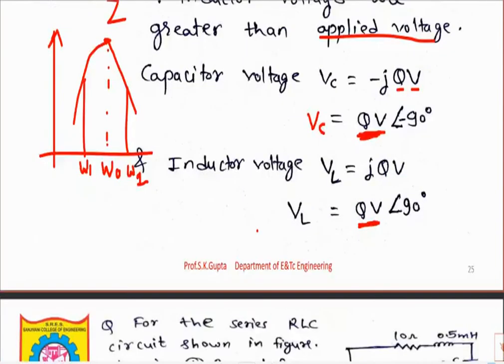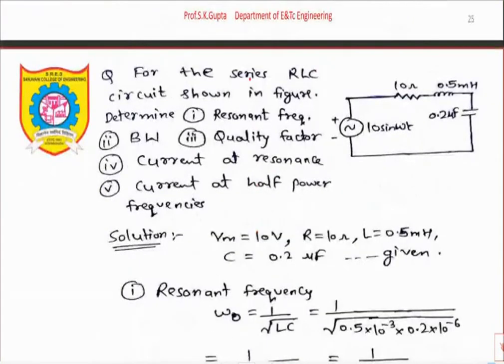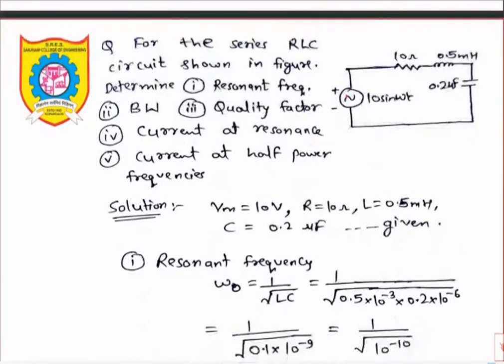Okay, let's see this example. For the series RLC circuit shown in figure, determine resonant frequency. So one series RLC circuit is provided and we have to determine the resonant frequency, bandwidth, quality factor, current at resonance, and current at half power frequencies.